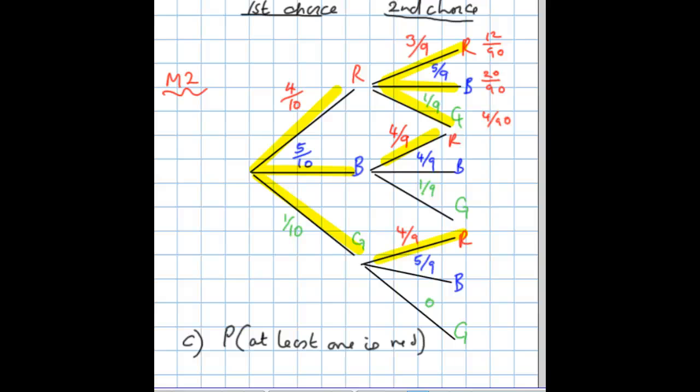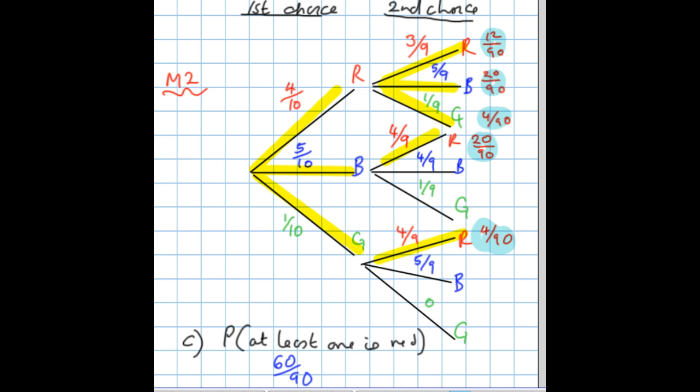Okay, let's carry on. Of course, you could have had a blue followed by a red, and that probability is 5/10 times 4/9, which is 20/90, so we're almost there. And then green followed by a red, which is 4/90. And then we have to add up all of these. 12/90 add 20/90 is 32/90, add 4/90 is 36, add 20 is 56, add 4 is 60. So the probability is 60/90.